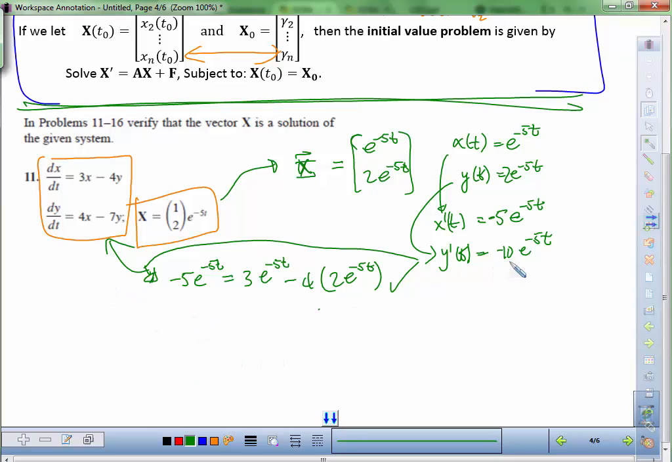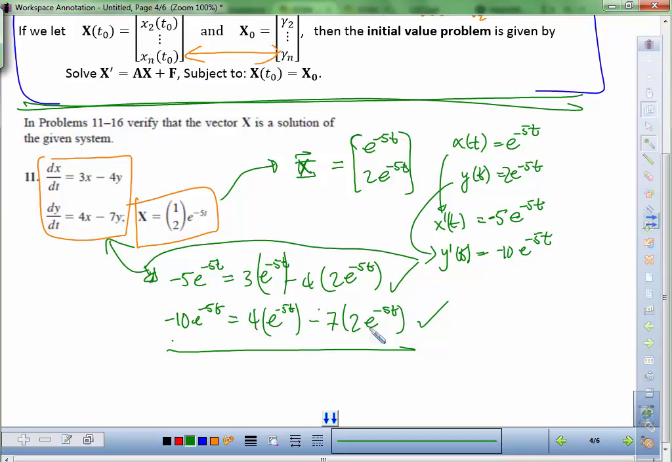And then now we put in the y prime, which is negative 10 e to the minus 5t. This is supposed to be equal to 4 times x, and x is equal to e to the negative 5t, minus 7 times y, and y is 2 e to the minus 5t. And so you have 4 minus 2 times 7, which is 14. 4 minus 14 is negative 10, and they both have e to the negative 5t, so that works out also. So that's how you would verify that your solution exists.